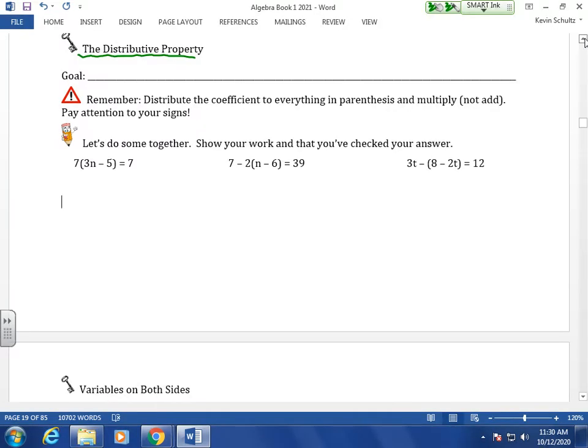The goal of the distributive property is simply to remove the parentheses to create a two-step equation.